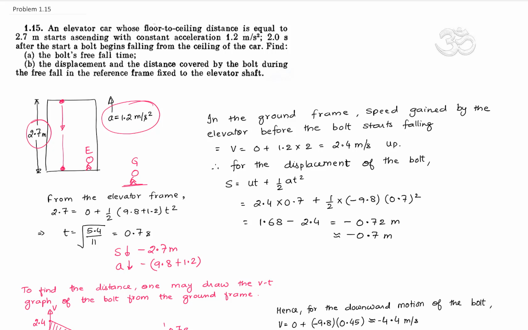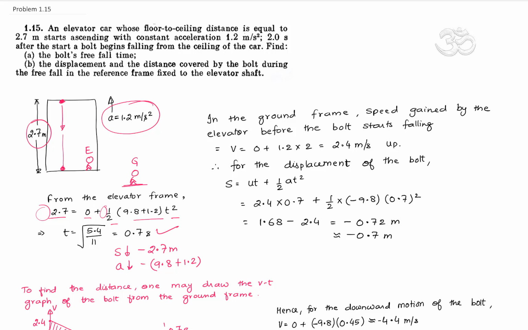And the initial velocity was 0 because at the moment the bolt fell off from the elevator ceiling, right up to that moment, the elevator as well as the bolt were traveling at the same velocity. So their initial relative velocity was 0. So this is S is equal to u t plus half a t square, where I have thrown away the negative sign because it appears on both the left hand side as well as the right hand side. And solving this gives us t is equal to 0.7 seconds.